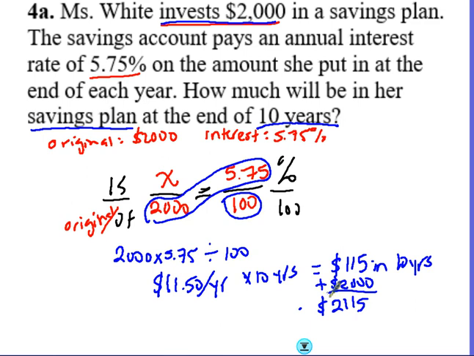So again, for this one, the final answer would be the $115 in interest plus the original $2,000, to be $2,115 in her account at the end of 10 years. Let's go ahead and take a look at 4B.